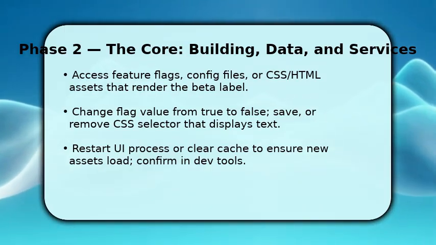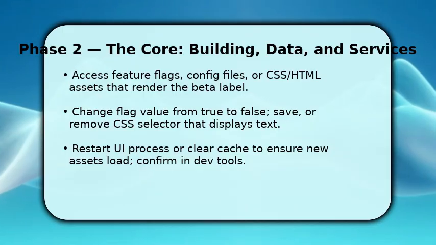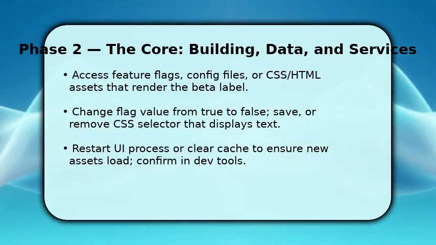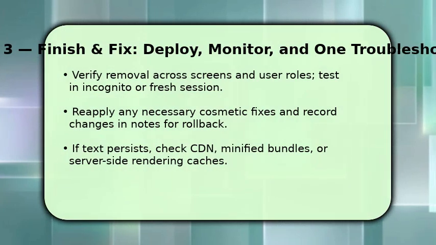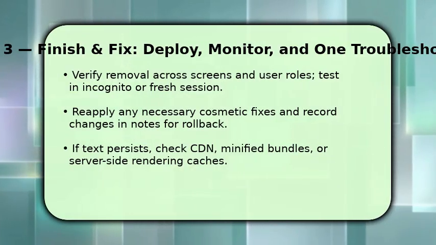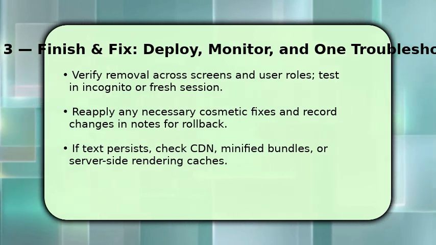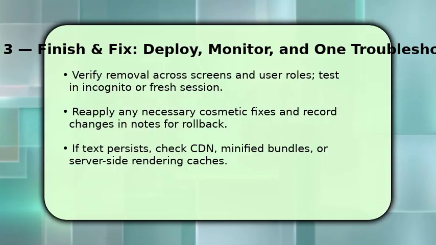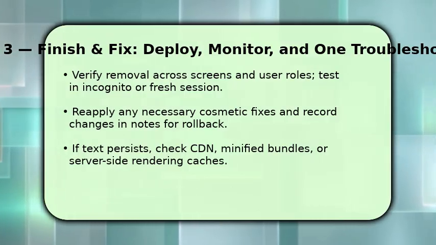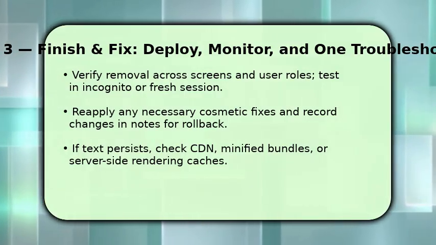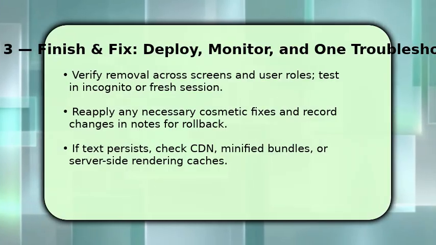Once the app restarts, verify the label is gone in multiple views using the inspector. You finish by thoroughly verifying the beta text is removed across screens and user roles. Test in a fresh session or incognito window to avoid cached artifacts. Next, reapply any cosmetic fixes and document exactly what you changed so rollback is simple.